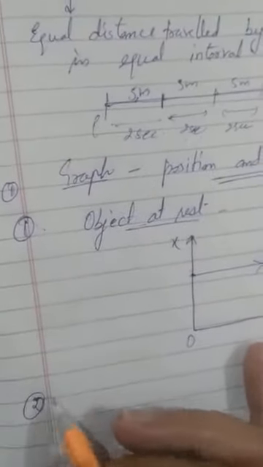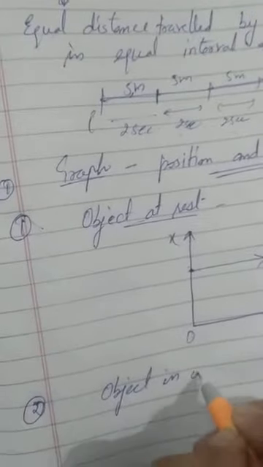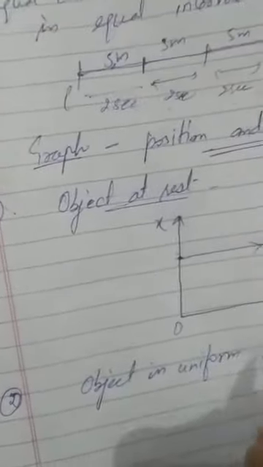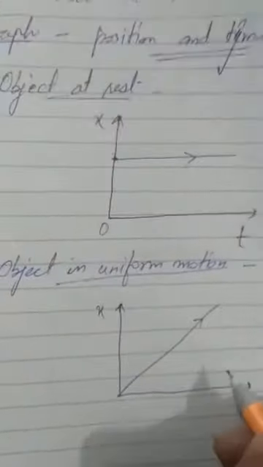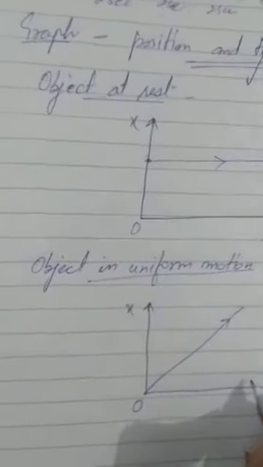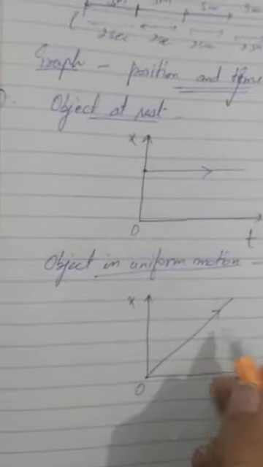Second, object in uniform motion. Now how can we find it? Same axes for x and t, and here the position of the object is changing continuously as time changes. Then this will be the position-time graph when the object is in uniform motion. Clear?